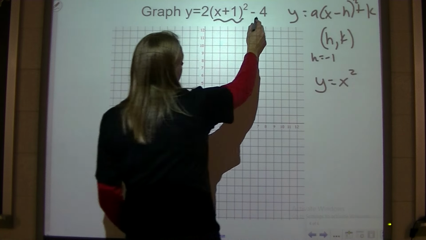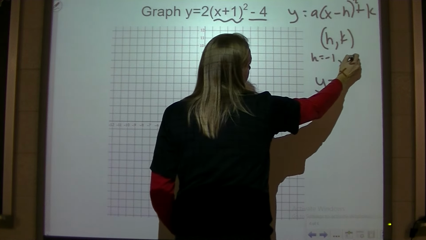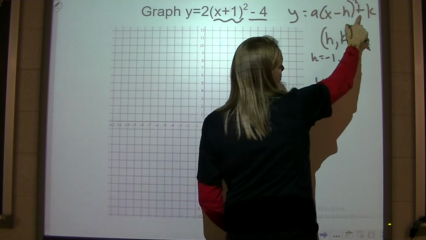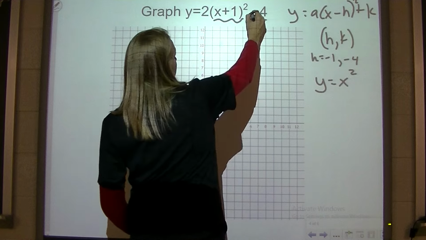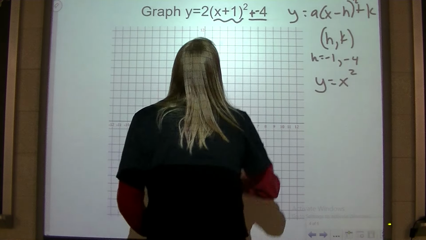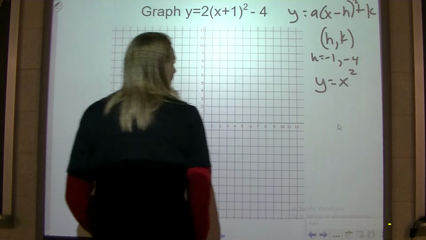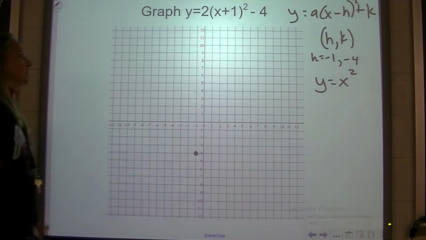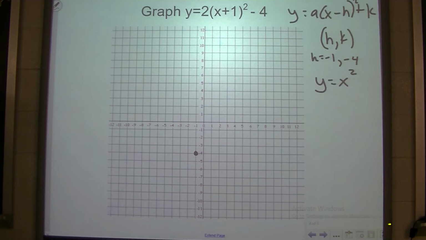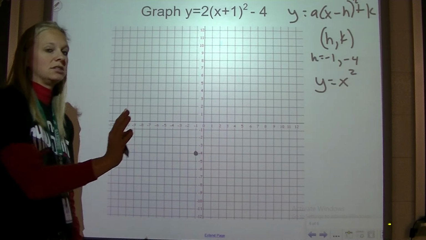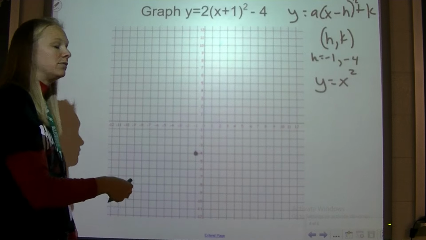And then we have our k of -4. Now notice how that's not the opposite, because in the problem here it's plus k. So if I had a plus here, it would be a plus and a -4. So that's why (-1, -4) is our vertex. Okay, so you get how it's translated. Now that also means every other point of our parent function was also translated 1 unit to the left and down 4.